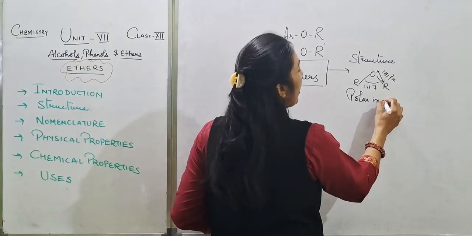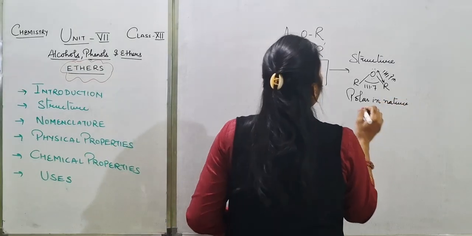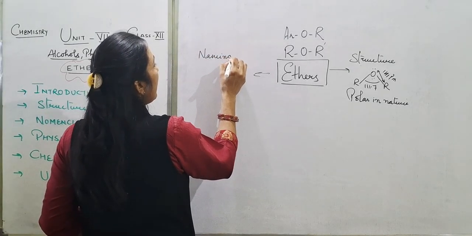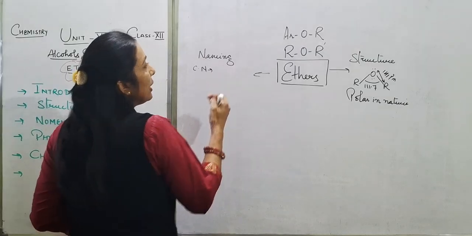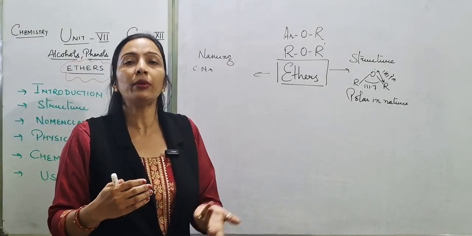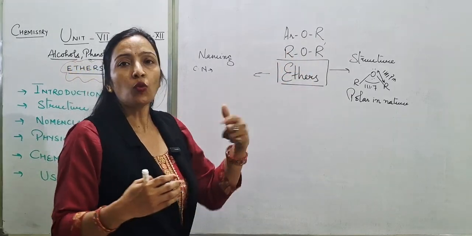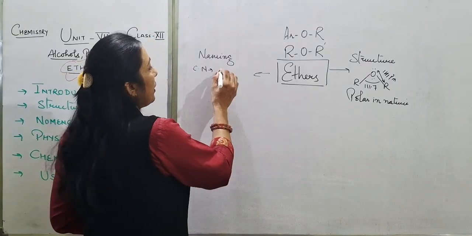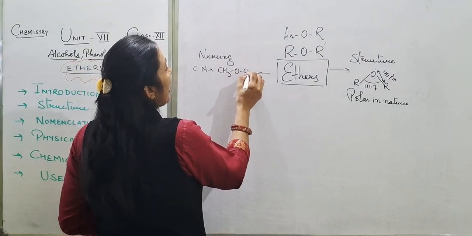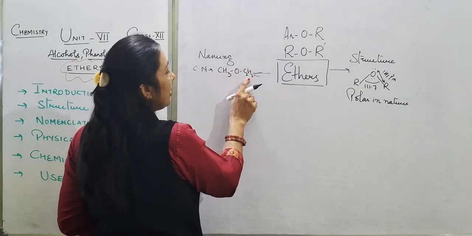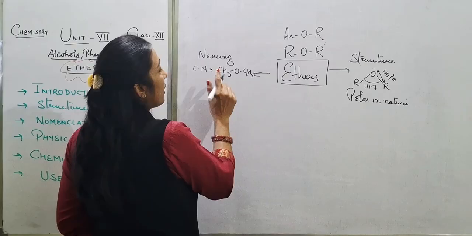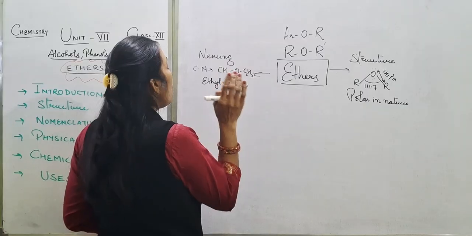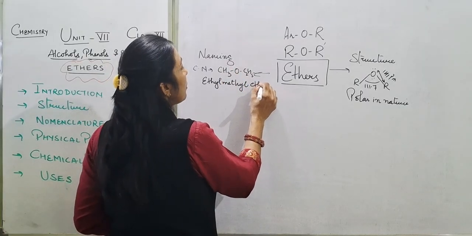Then we will talk about its naming. For the common name, we take alphabetical order. Like here we have ROR, so whichever alkyl group comes first alphabetically, we write it first, then alkyl, and add the suffix ether. For example, if I write O and C2H5, this is methyl and ethyl. Alphabetically E comes before M, so we will write ethyl methyl ether for the common name.